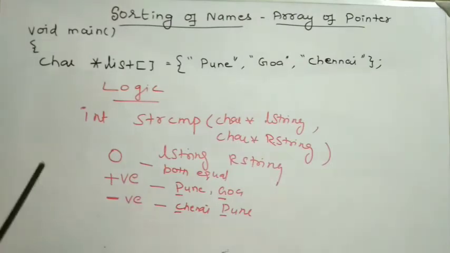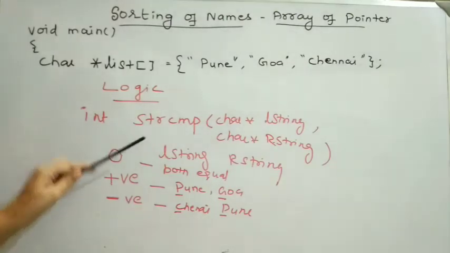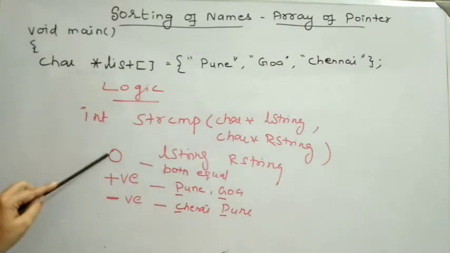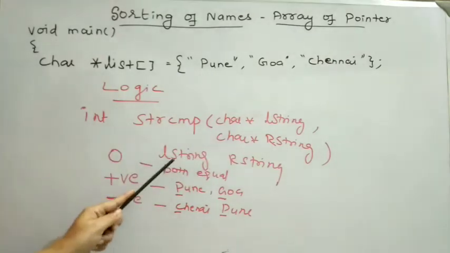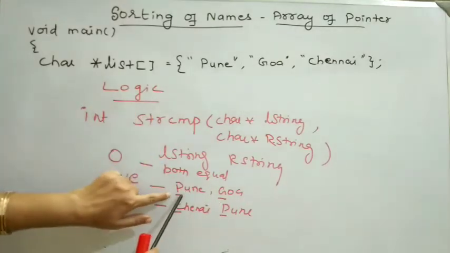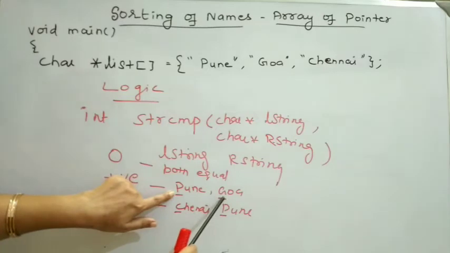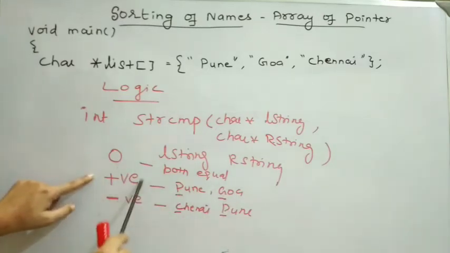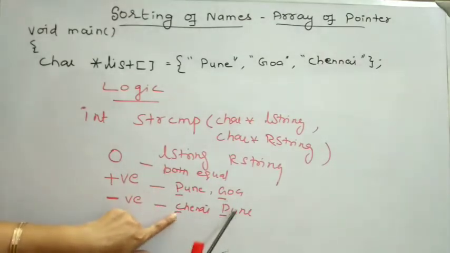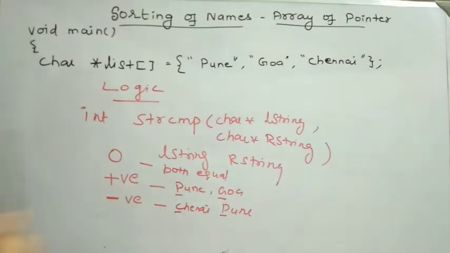Okay. So what is the return value of string compare? If both left string and right string are equal, it returns the value 0. In the other case, it compares character by character in both the left and right strings. When it compares the first character, if the character in the left string comes after the character in the right string, basically P comes after G, in that case it will return a positive value.